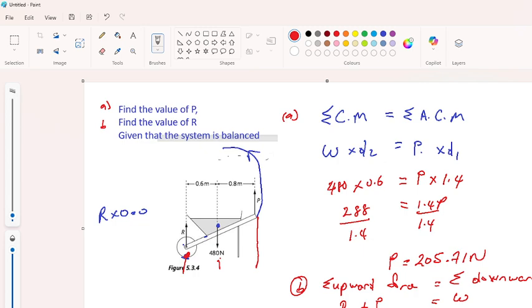So, take that down. Newtons. So that would have been the value of R. And that would have answered those two questions.